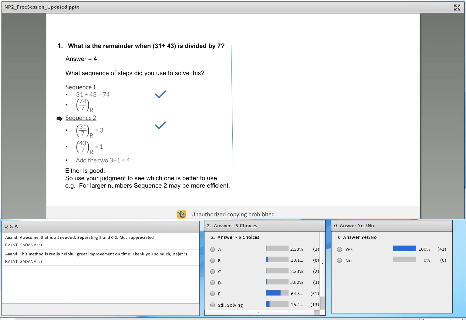Raha says, does it work for the minus sign as well? We're going to come to that. But yes, it does in many ways.